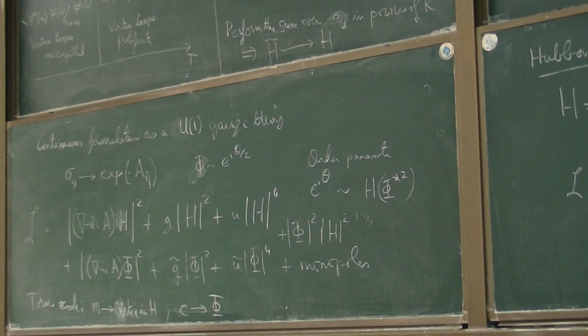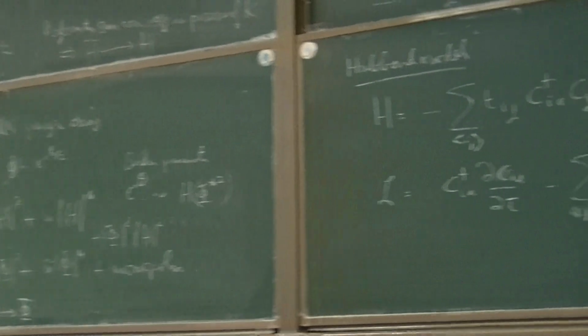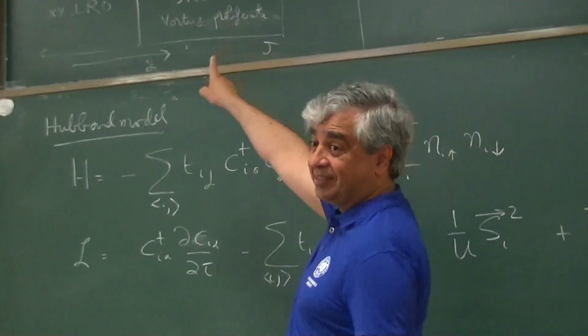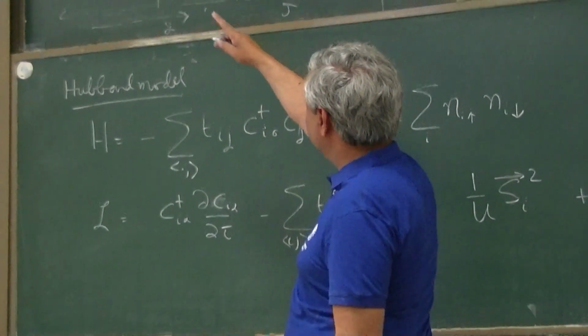All right, so I want to now return to the model I began my first lecture with, the Hubbard model. And you may recall in my first lecture, I said that the Hubbard model does have a phase diagram that looks very much like this. And that's what I want to show you now.